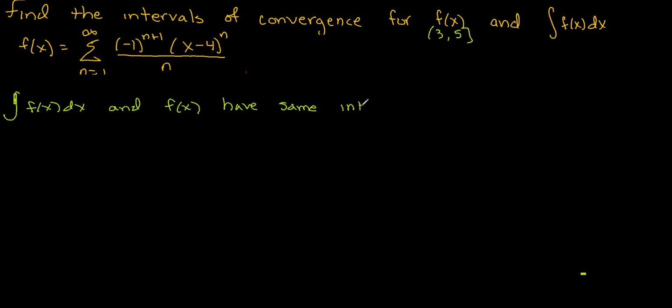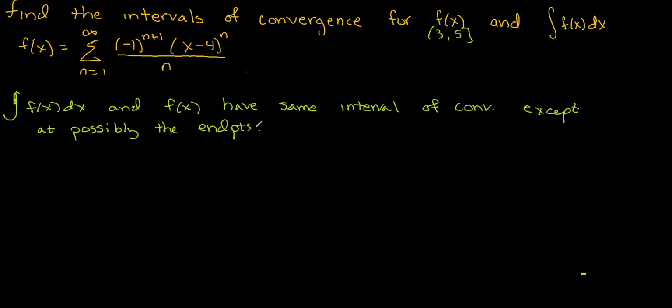same interval of convergence, except possibly at the endpoints. So that's going to save me a lot of work. So I know for the integral of f of x dx, oops, I made a typo there. We at least have 3, 5. And then the question is, what happens at x equals 3 and what happens at x equals 5? We need to test the endpoints. So I'll do one of the endpoints here, and then I'll leave the other endpoint for you to work on.